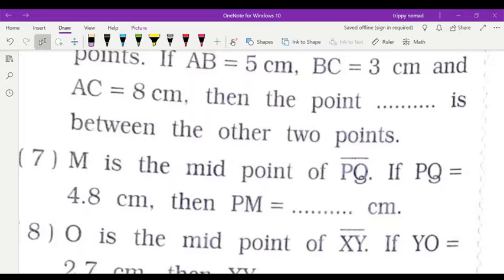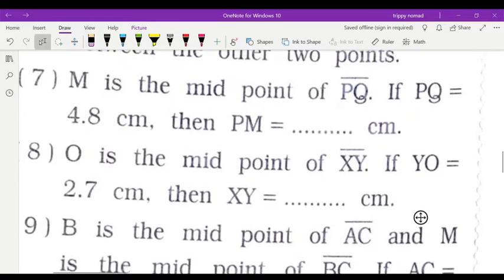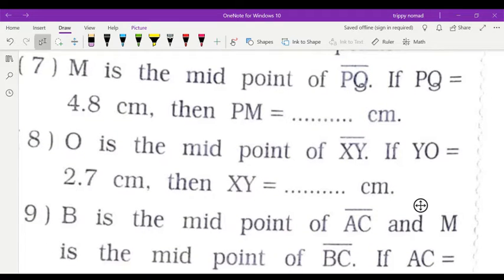So M is the midpoint of PQ, and PQ is equal to 4.8. Then PM will be, if you divide 4.8 by 2, 2 2s are 4 and 2 4s are 8. That means you will get 2.4 centimeter as the length. Now question number 8 we are going to start.